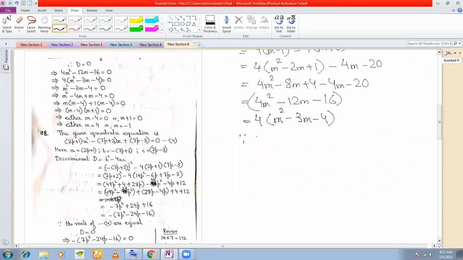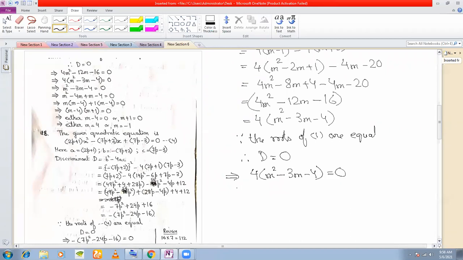Okay, since the roots of 1 are equal, it is given to you that the roots are equal, therefore d must be equal to 0. So d here is 4 times m square minus 3m minus 4 is equal to 0. That means you get m square minus 3m minus 4 is equal to 0.